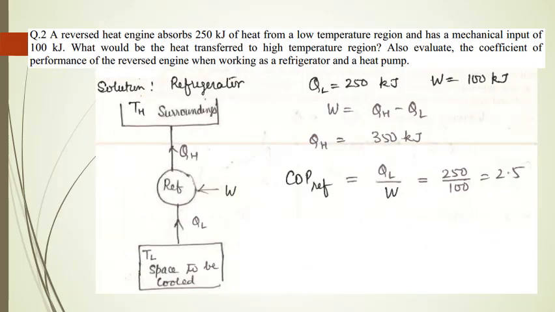A reversed heat engine absorbs 250 kilojoule of heat from a low temperature region and has a mechanical input of 100 kilojoule. What would be the heat transfer to the high temperature region? Also evaluate the coefficient of performance of the reversed engine when working as a refrigerator and a heat pump. So basically reversed heat engine means the heat engine in which the direction of all the processes have been reversed and now it is working as a refrigerator or a heat pump.